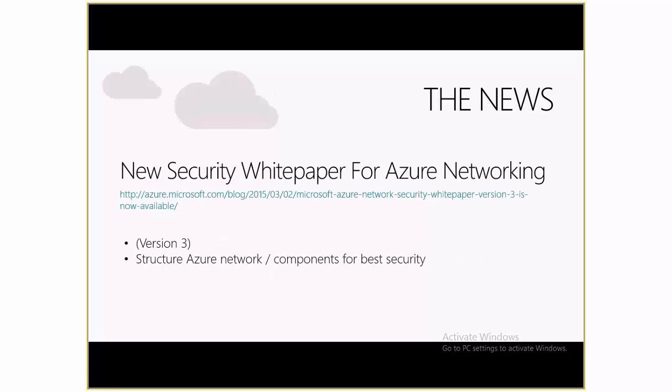So there's a new security white paper for Azure networking. If you do any Azure architecture work and are concerned about security, like a lot of our customers are, version 3 of the white paper is now out, which includes the latest changes that Microsoft have made to the Azure services and the Azure platform. It gives you guidance on how to use the inbuilt security in Azure to protect your data and to protect ingress and egress from your subscriptions.